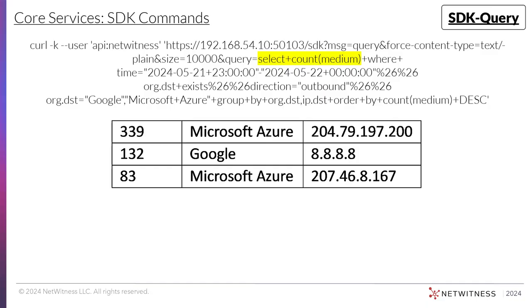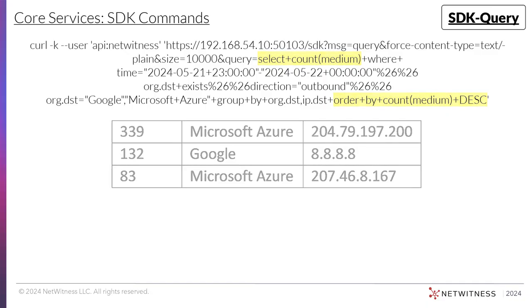The medium key indicates whether the session is a log or a packet session, and since we know that all of our sessions must contain this meta, a count of medium is a good way to aggregate our results. We also added an order by clause to sort by a descending count.